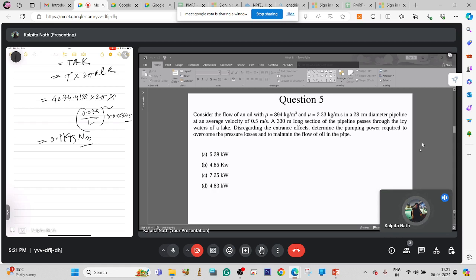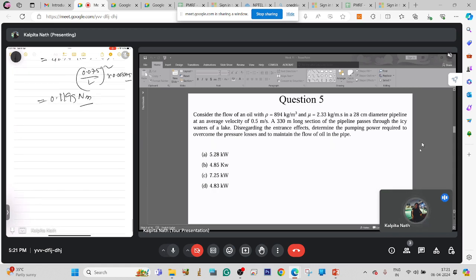Okay, let's go and solve this as well. First of all, as it is fully developed, we can simply apply Hagen-Poiseuille's equation: 32 mu u bar L upon d square. So this is 32 into 2.33 into 0.5 into 330 divided by 0.28 square. This will come out to be 156.918 kilopascal.